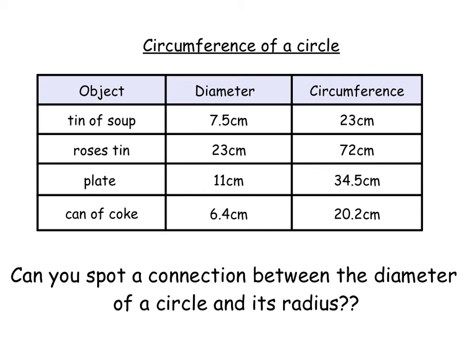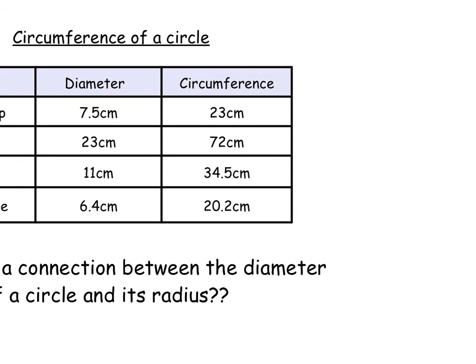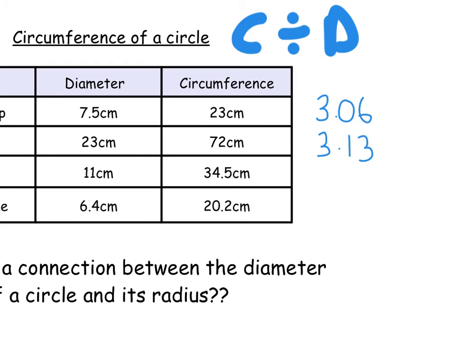And then for each number, I would say, right, go and get your calculator, and take your circumference and divide it by your diameter. So do your circumference divided by the diameter. If you do that for each shape, for the first one, 23 divided by 7.5 gives you 3.06. 72 divided by 23 gives you 3.13. 34.5 divided by 11 is 3.136.